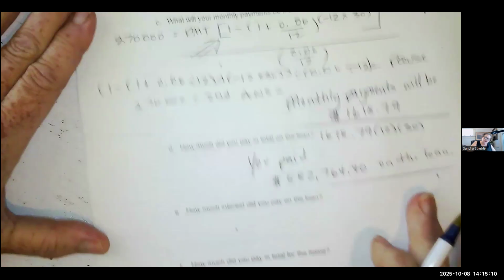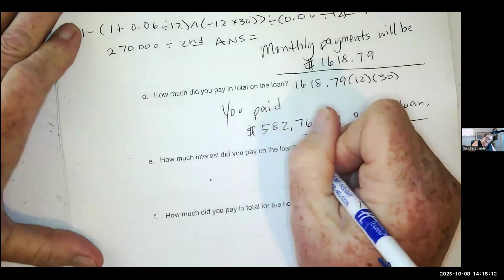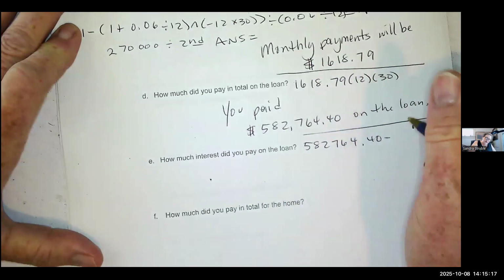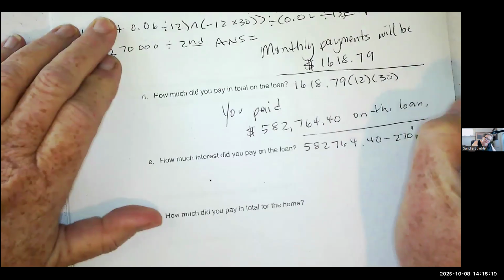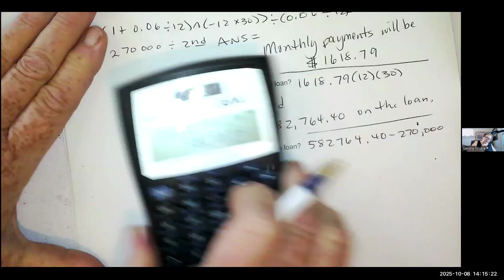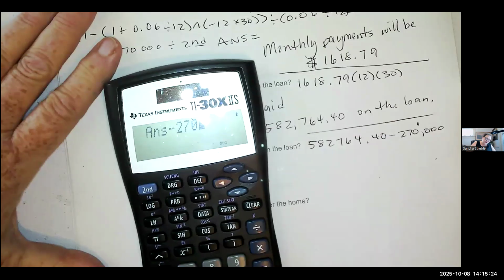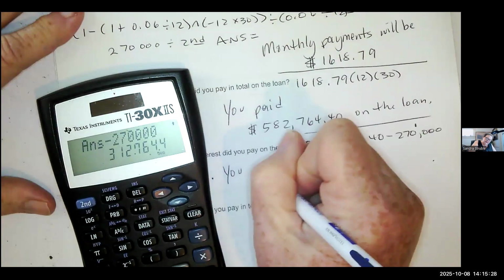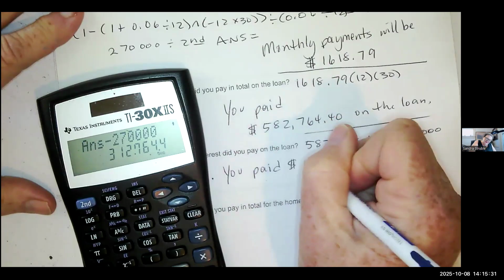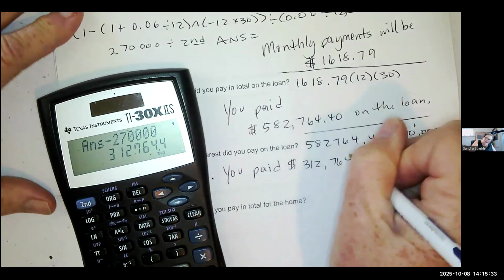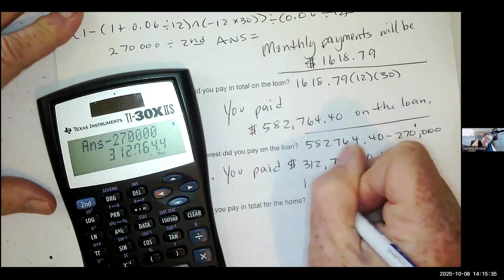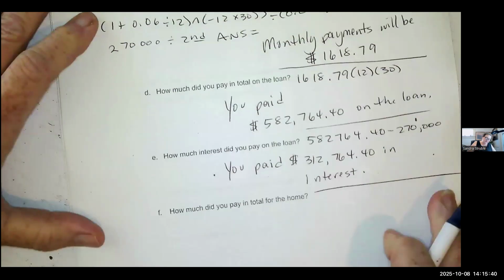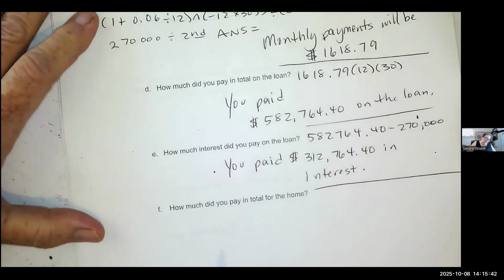How much interest did you pay on the loan? Well, that's the amount you paid on the loan minus the loan itself, $270,000. The number in your calculator minus 270,000. So you paid $312,764.40 in interest. That hurts. I'm just going to throw up a little. How much did you pay in total for the home?